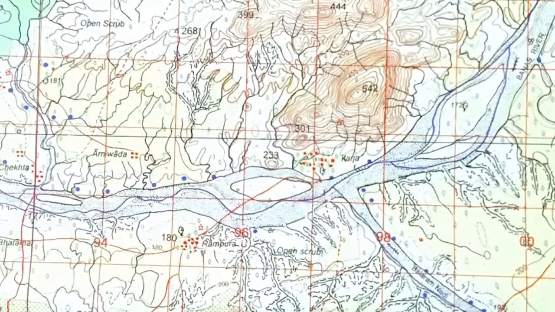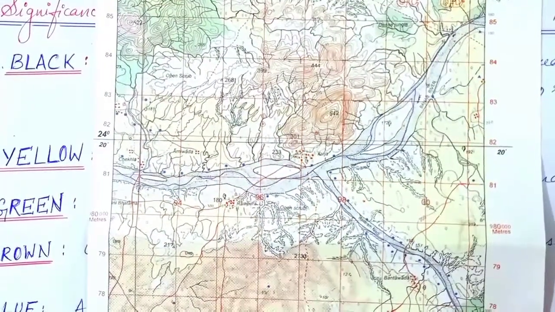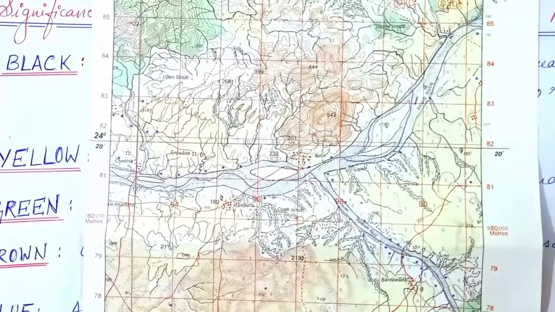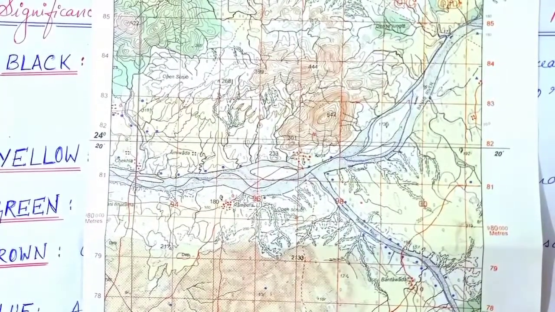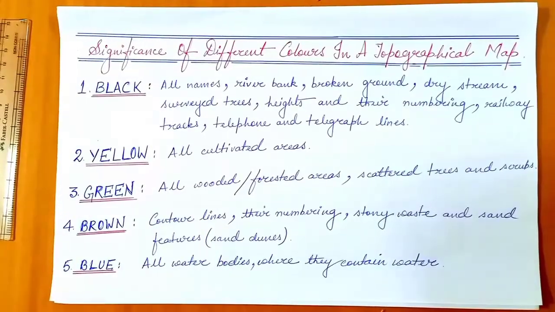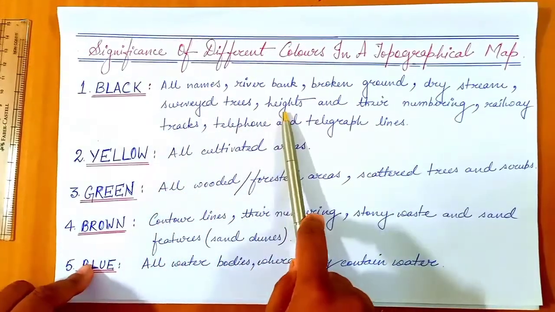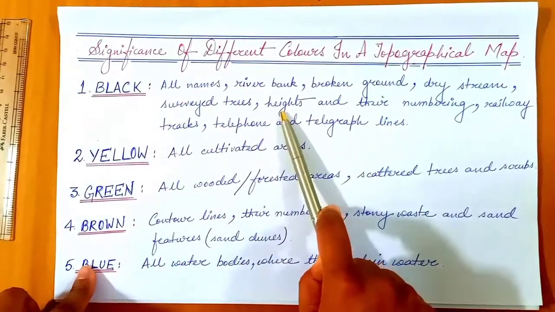So students, there are different colors that signify different things in a topographical sheet. So in this module we will learn about the colors and which colors are assigned or used to show particular features in a topographical map. We will know more about it. Now students, let us see the colors and their significance, their usage in a topographical map.